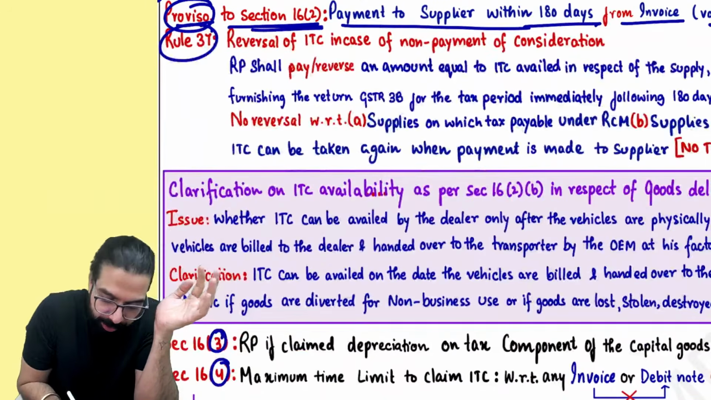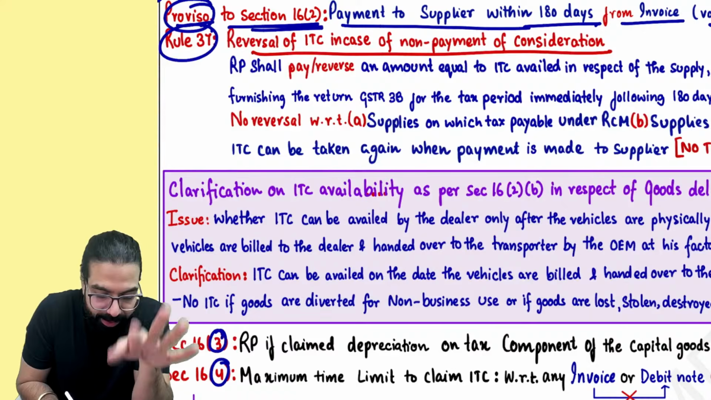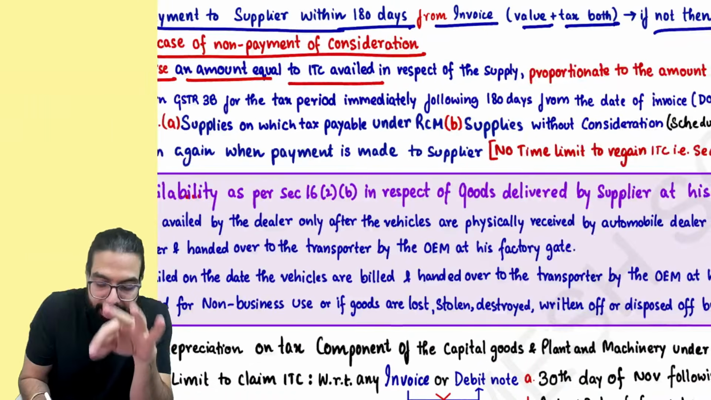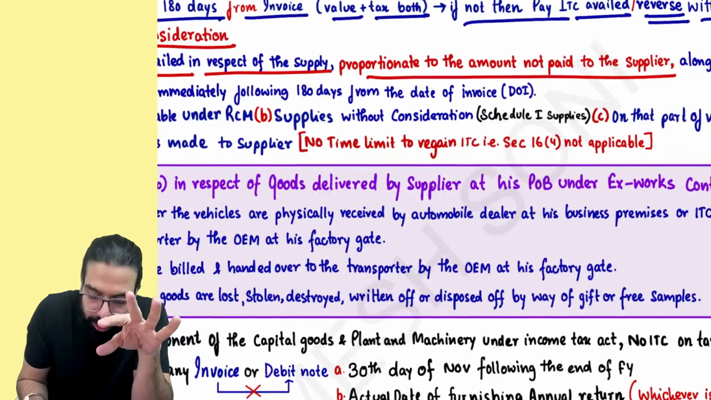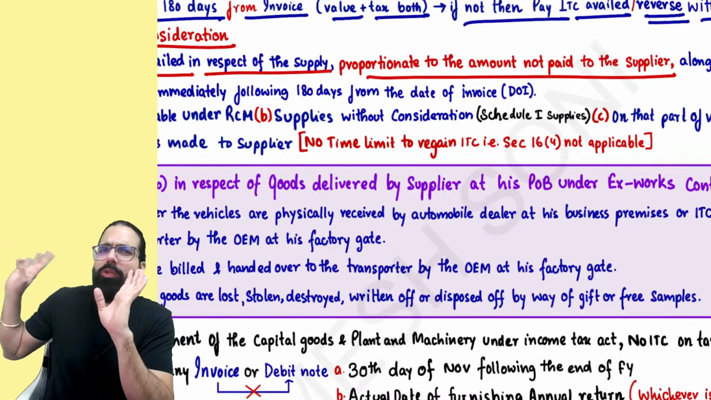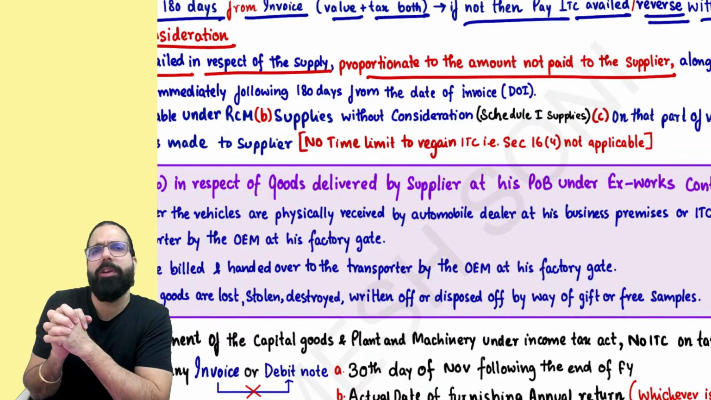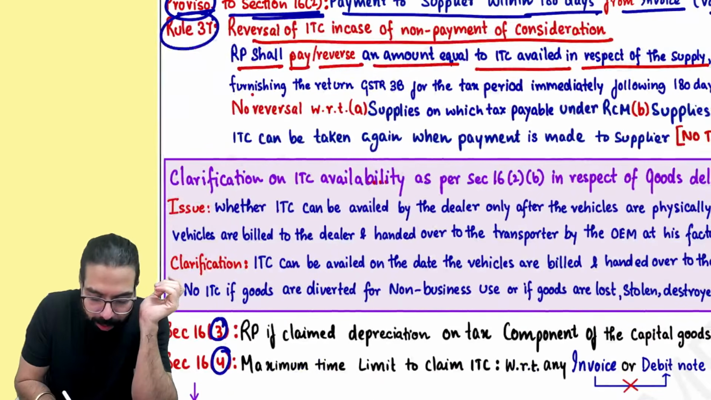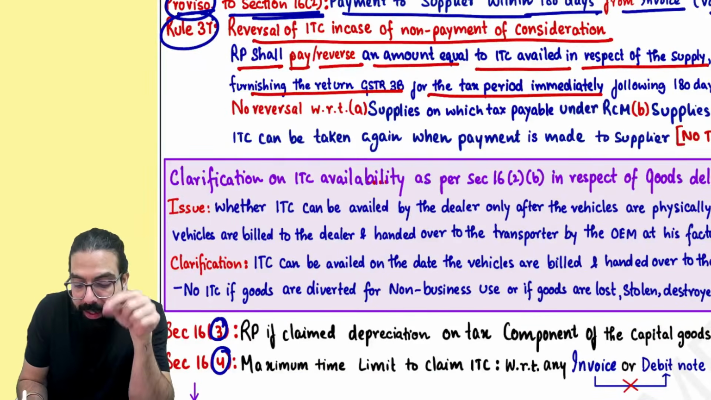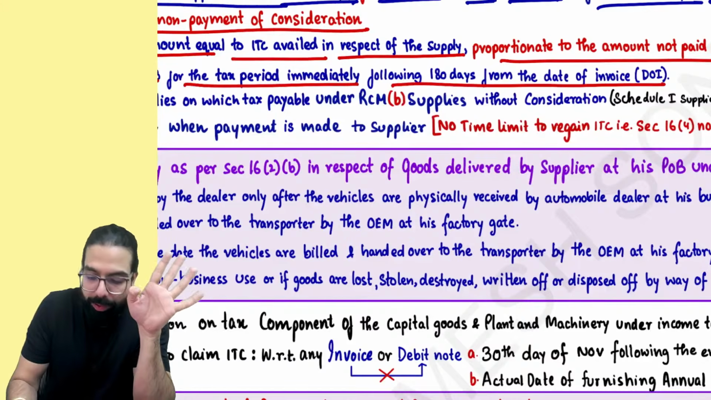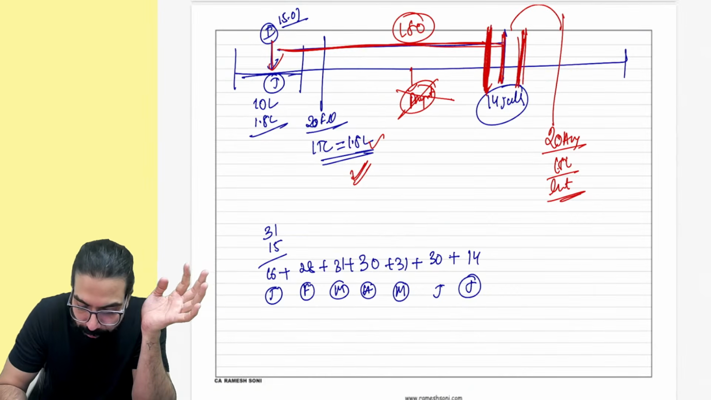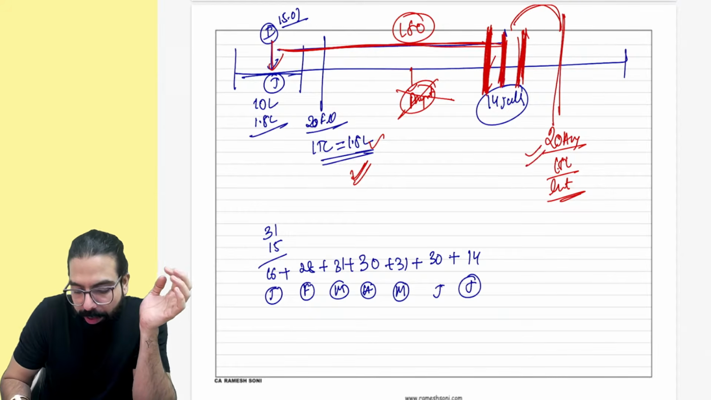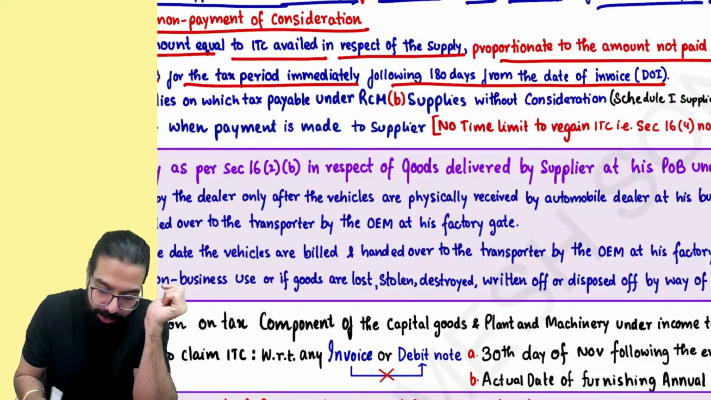See, reversal of ITC in case of non-payment of consideration. Registered person shall pay back or reverse an amount equal to ITC availed in respect of supply proportionate to the amount not paid to supplier. If I had paid 50% to the supplier, I can keep 50% credit, only 50% reversal has to be done. It says you should pay it back along with interest while you are furnishing the GSTR-3B for the period immediately following 180 days from the date of invoice. The month 180 days got over, that month when you are filing the return, you have to go ahead and pay it back to the government. And that's all they are telling.